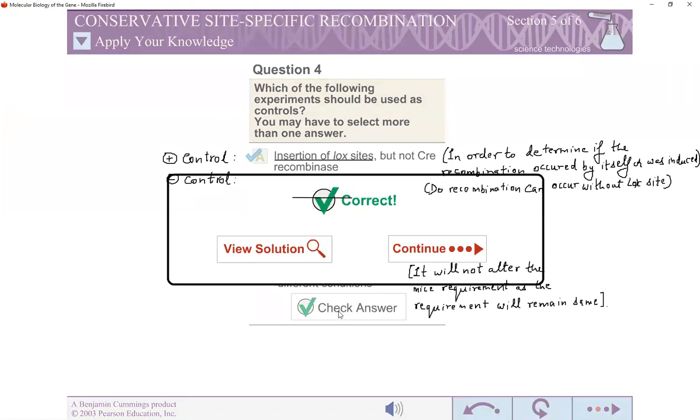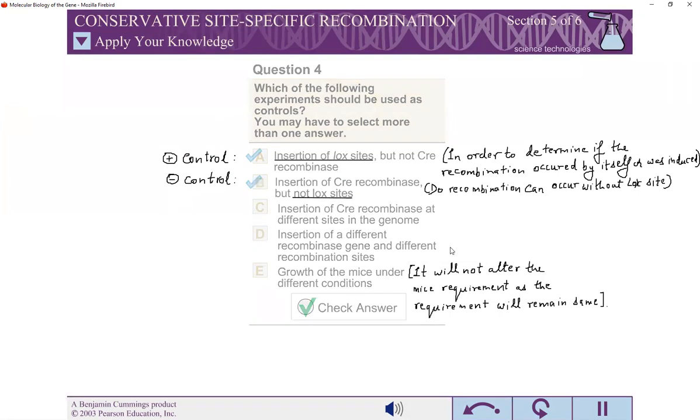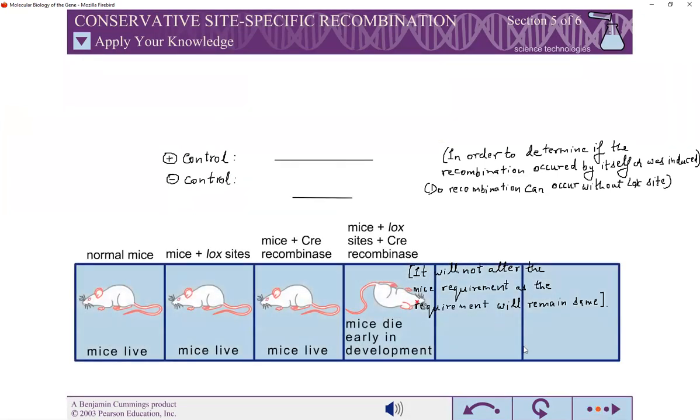Any doubt? Correct. Now, before I move to the next question, I must delete all the annotations. Deleting all the annotations. Is this clear?